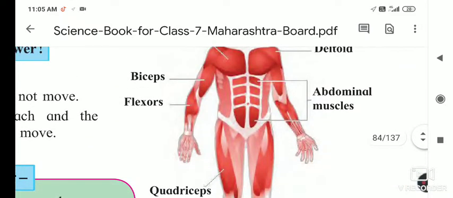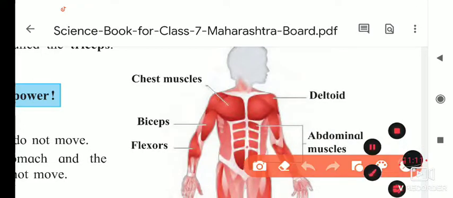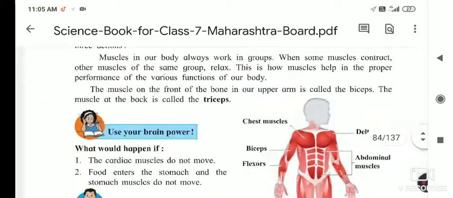Then abdominal muscles, means the digestive system, means that the stomach, inside they are present. Chest muscle, you know that our chest inside, deltoid. Biceps are present in the front of the arm, and flexors are present in the forearm.